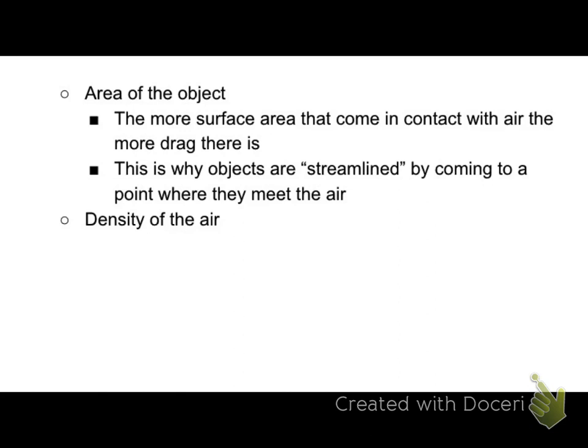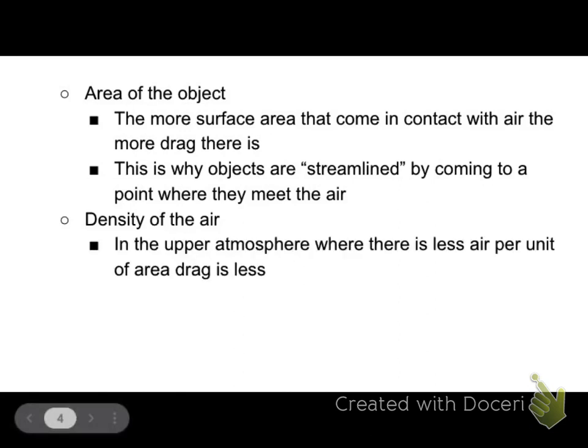The last factor that really affects drag is the density of the air. Here on the Earth, there's a certain amount of air per unit of area. But as you move further and further away from the Earth's surface, and you get closer to the outer edges of the atmosphere, the air becomes less dense, which means there's less air per unit of area. So there are fewer particles to run into the object, which means less drag. Up in the upper atmosphere, you experience less drag.